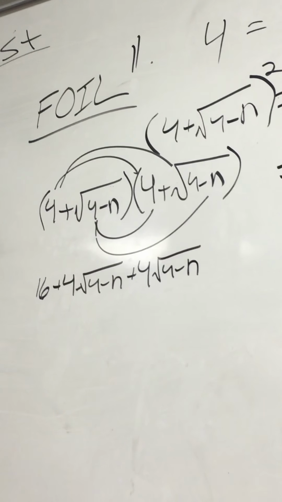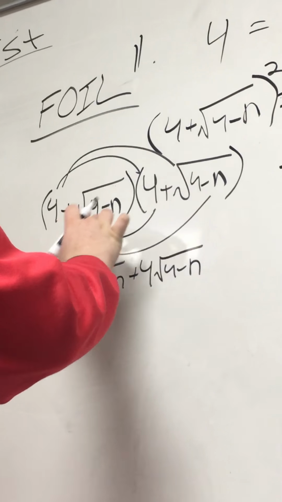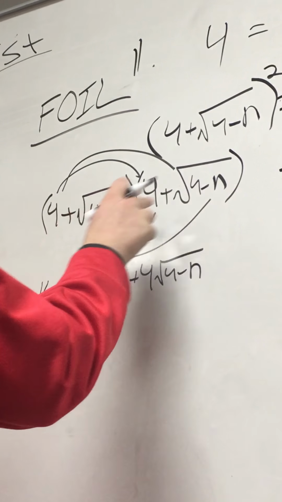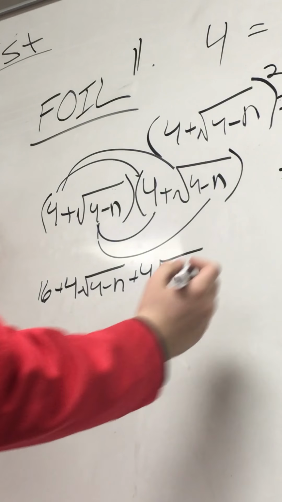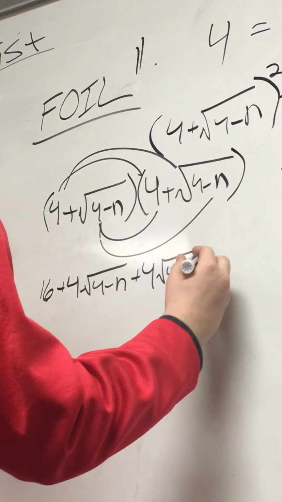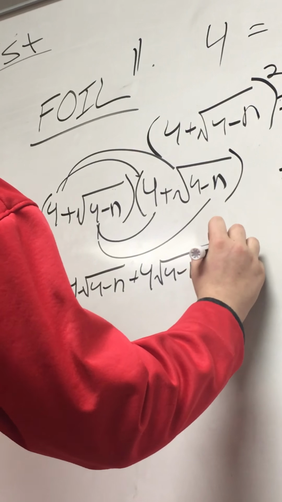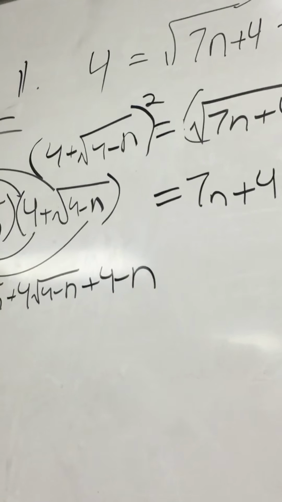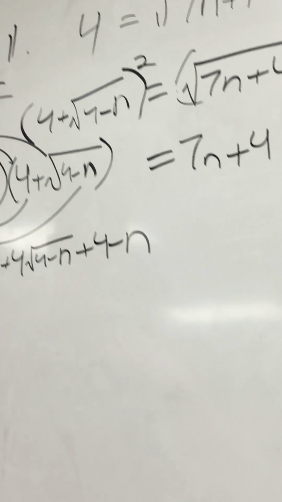And then the last one will be square root of 4 minus n times the square root of 4 minus n. And so when you times the square root times the square root, it'll just cancel those out. So then it'll be plus 4 minus n. Alright, so now I'm going to combine my terms.